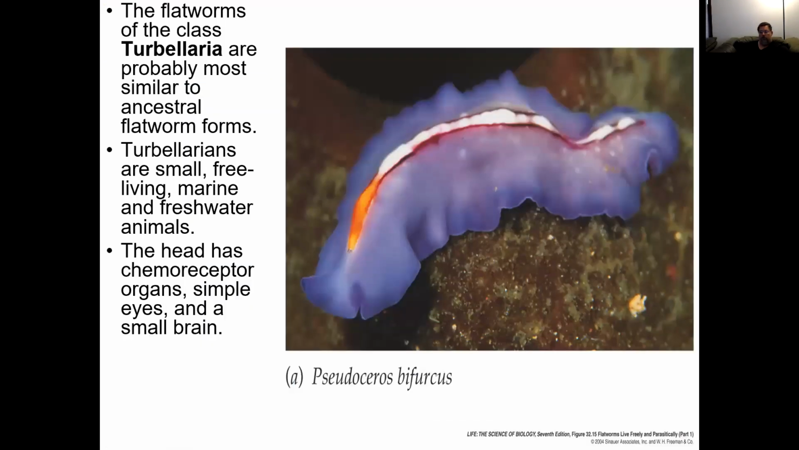Now there's also flatworms that are not parasitic that are found on the ocean floor. So here's an example of a flatworm in the class, not family, kingdom, phylum, class, Turbellaria. And these are the ancestral flatworm forms. They're small, free-living, marine, freshwater animals. They have a head with chemoreceptors, organs, simple eyes, and a very small brain. And then if you watch some animal documentaries, you'll see these occasionally floating around on the seafloor.